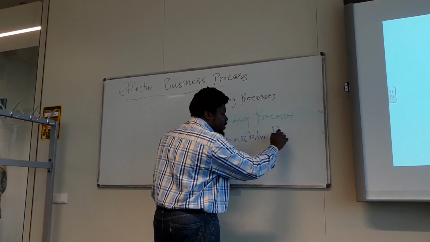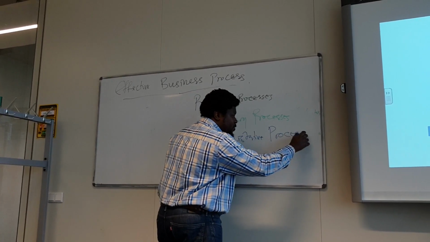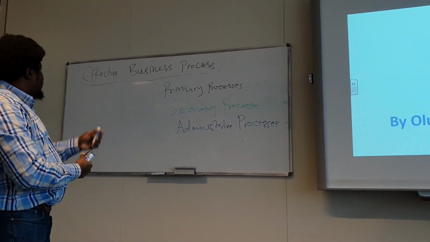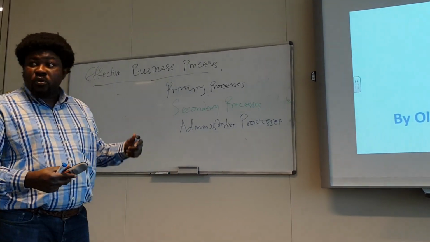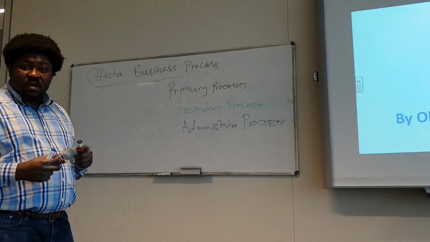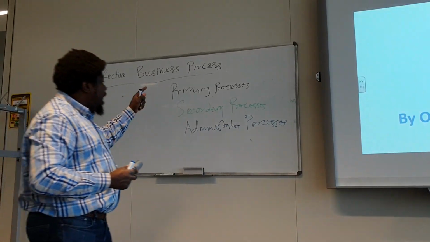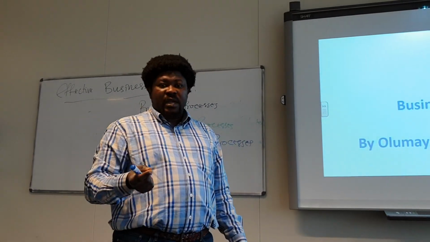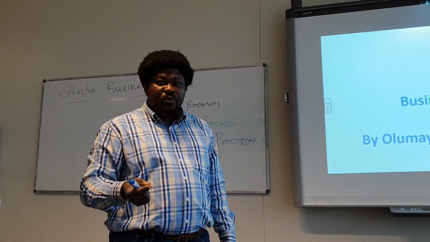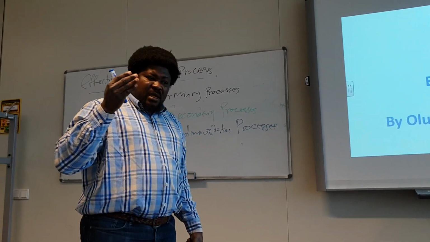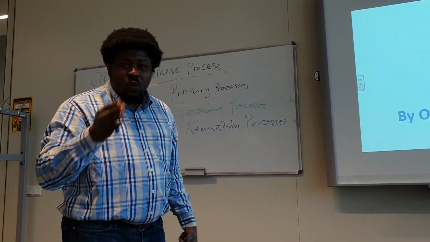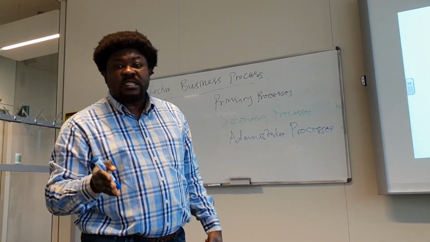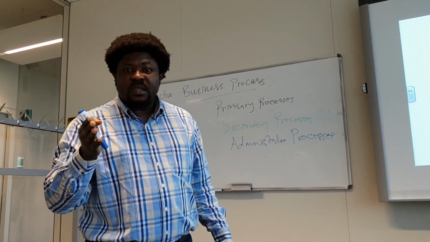Like I always say, please pardon my writing. I know I've not got the best of writings. So look at business processes: primary processes, secondary processes, administrative processes. The primary processes are at the very core of the organization. So when we talk about primary processes, it has to do directly with what the organization does. When we talk about primary processes of a university, it is teaching, educating the students.